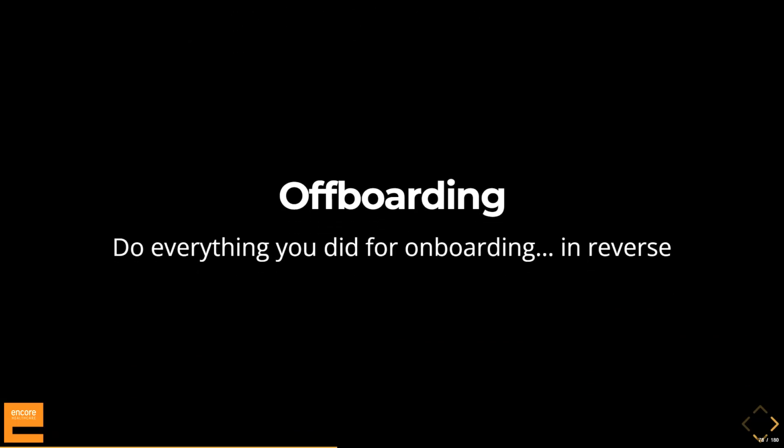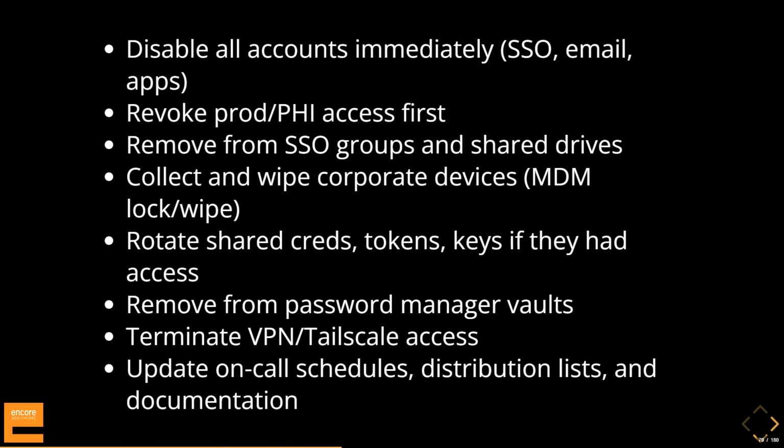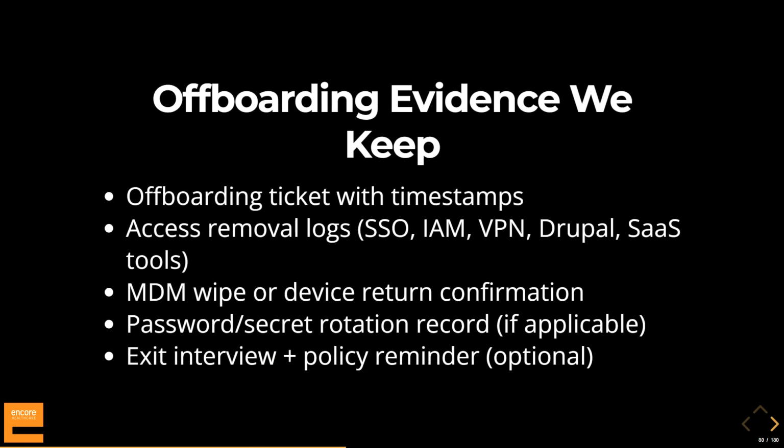For offboarding, you do all of that in reverse. Disable accounts, revoke access, all of that jazz. Just do it all backwards, and keep that same evidence. You have all the tickets for creating an employee or contractor. You need a ticket to offboard them with that same checklist and that same proof that access was removed and how long it remained active after termination.